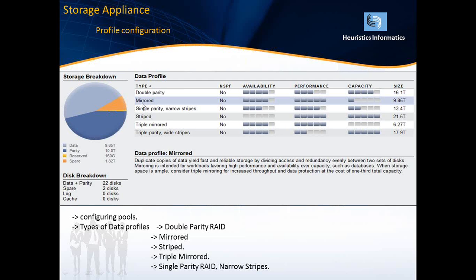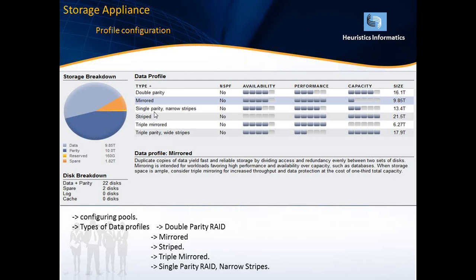Now let me give the example of mirrored. If I select mirrored, all the disks are configured in a mirrored fashion. Even if one disk fails, the other will be available, so the availability of data will be higher and the performance will be better, but the capacity for storing data will decrease. Here for 18 disks, I can store only up to 9.85 TB, not more than that.